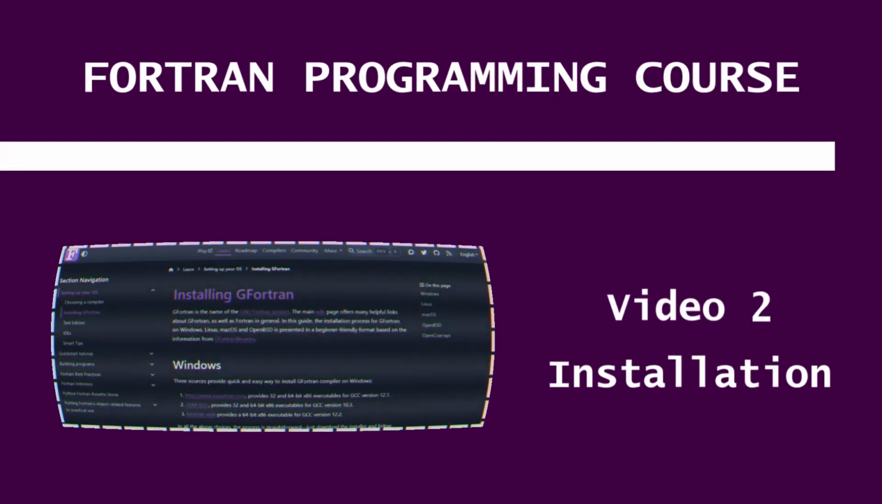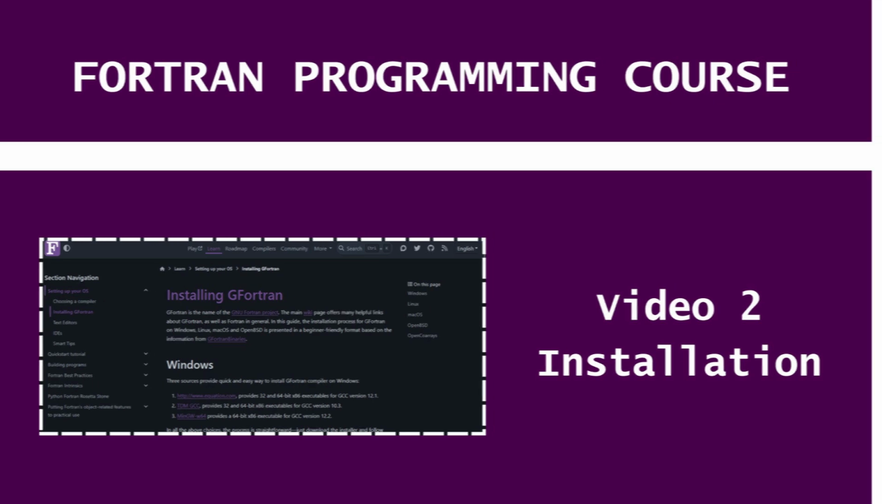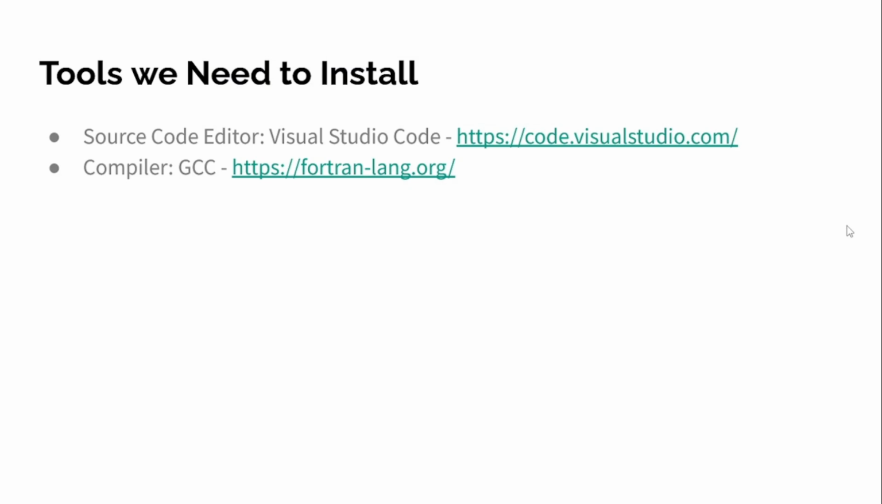Hi, in this video we are going to see how to install the basic tools to write and execute a Fortran program. We are going to need two tools. First, a code editor, and second, a compiler to execute our programs. The code editor that we are going to use is Visual Studio Code, and the compiler is called GCC.